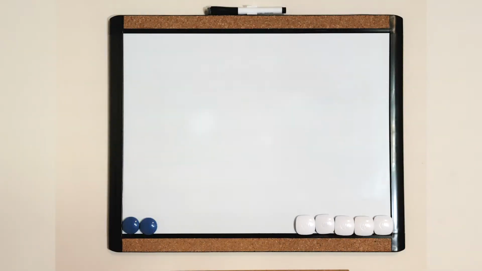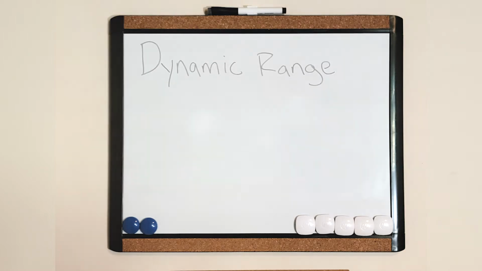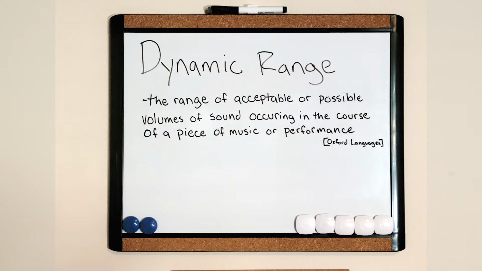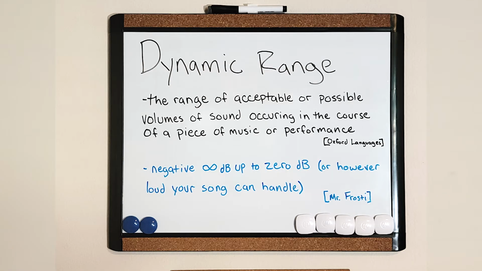So let's get started. One of the first things that we need to understand before delving into the world of compression is what dynamic range is. Dynamic range is defined by the Oxford Languages as the range of acceptable or possible volumes of sound occurring in the course of a piece of music or performance. It's defined by Mr. Frosti as negative infinity decibels up to 0 decibels, or however loud your song can handle.